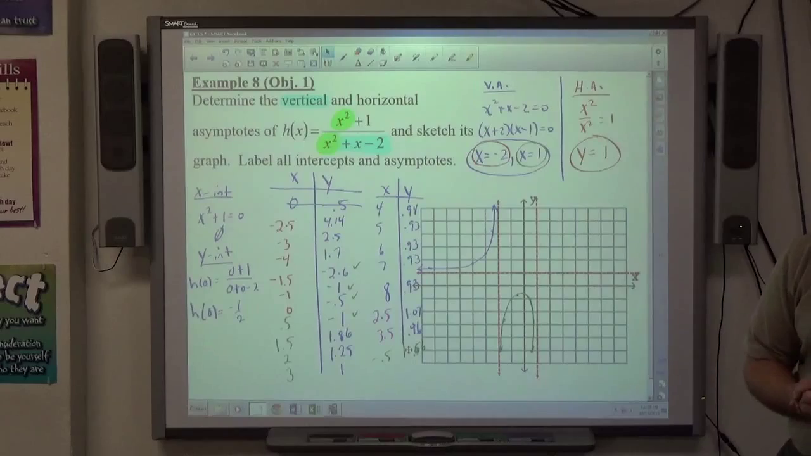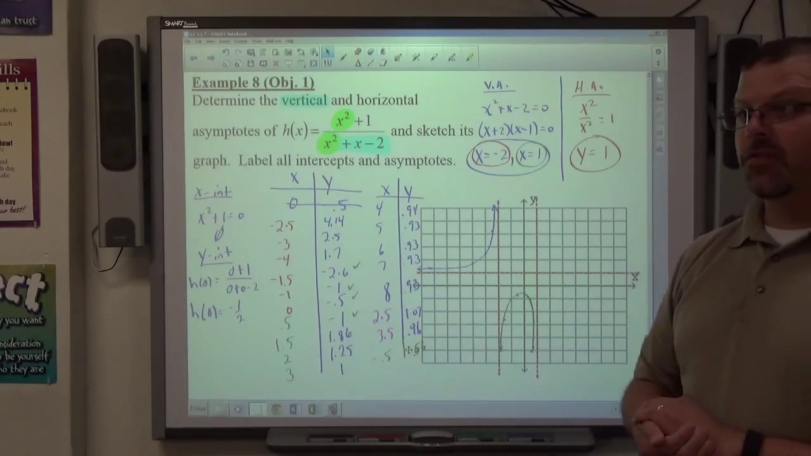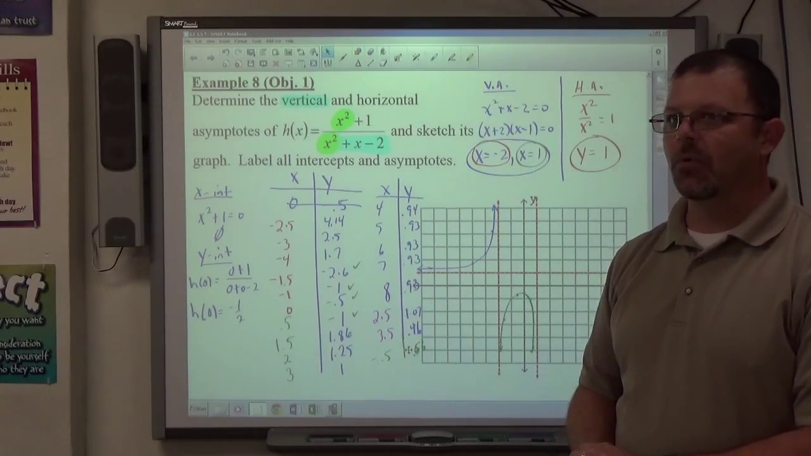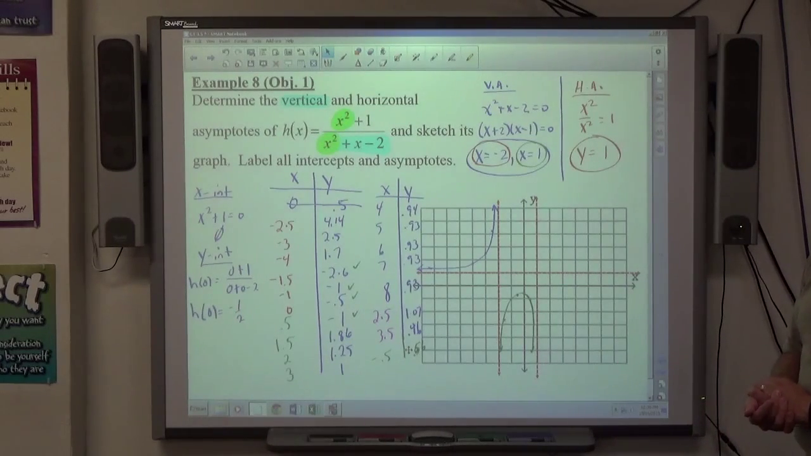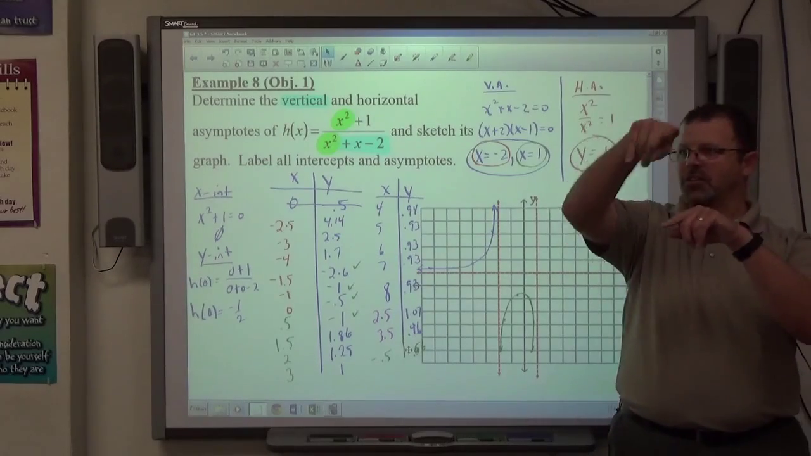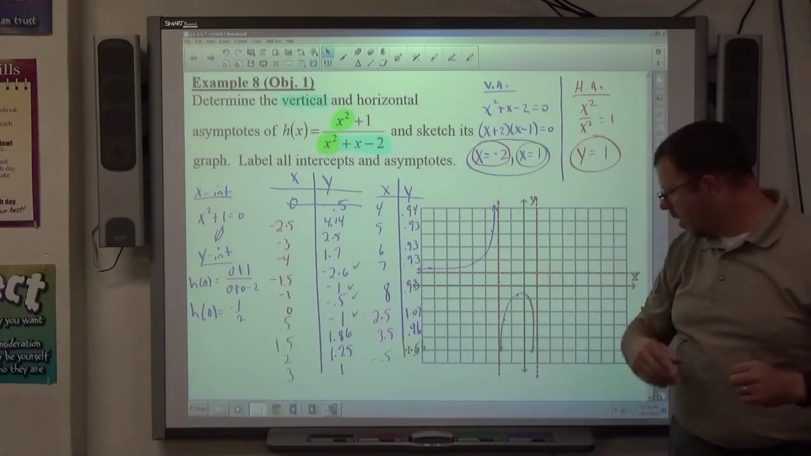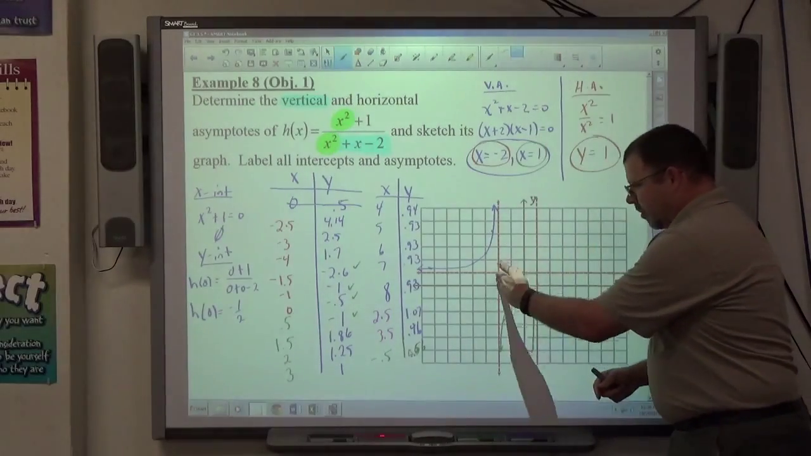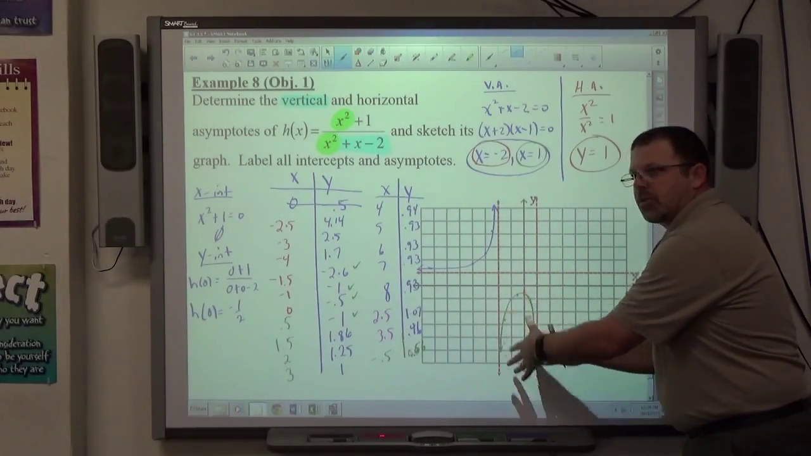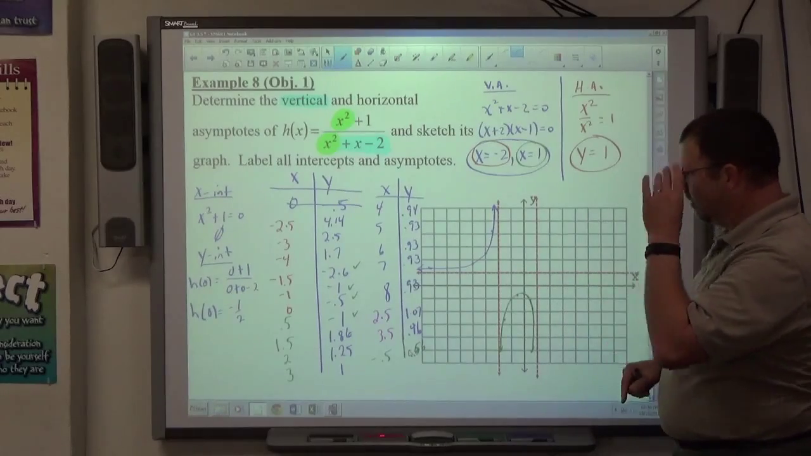Again, if you aren't comfortable connecting those dots, if you don't have enough information, pick more x's, get more y's, plot the points. All the points that you get are points on the curve, so the curve has to go through them smoothly. They're not going to be jumping around. All right. The final section of the graph is over here. Again, vertical asymptotes separate the graph, so I can go ahead and draw that with no harm done.